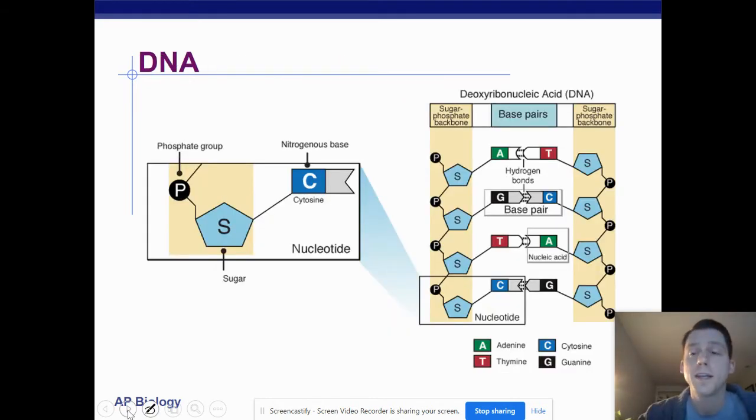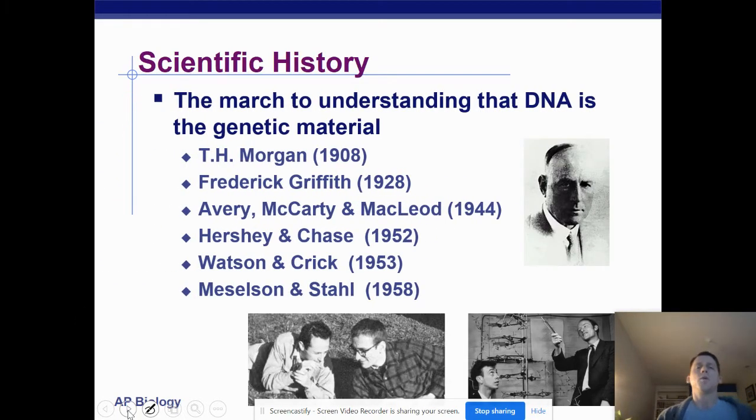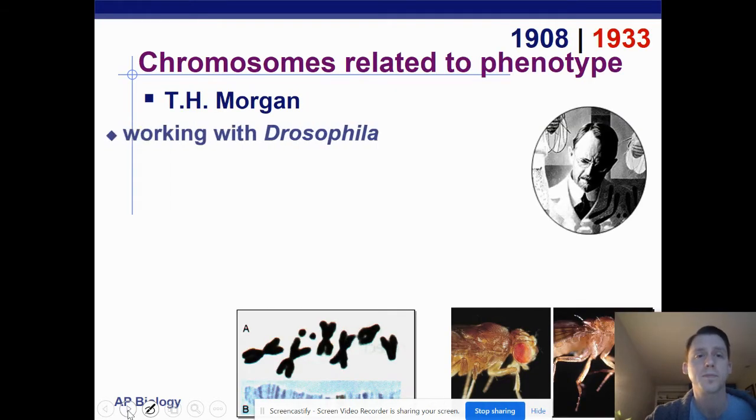We already talked about DNA structure, so we're going to go right over that. And we're going to talk about a few more of the experiments that were important in the history of DNA. We've already talked about Thomas Hunt Morgan, Griffith, Avery, and Hershey and Chase. We're going to very, very quickly go over those. You've already taken notes on this.